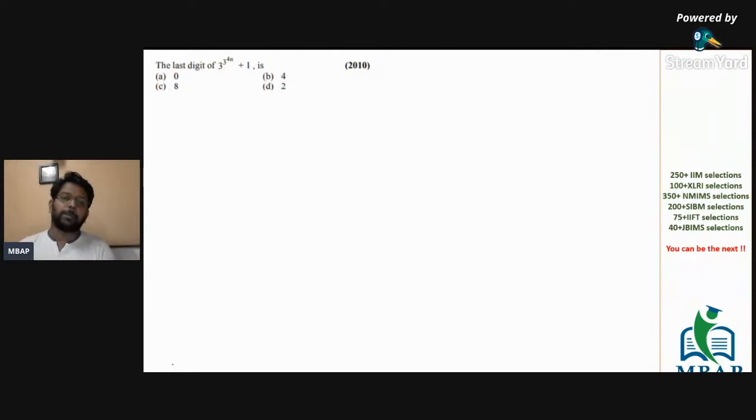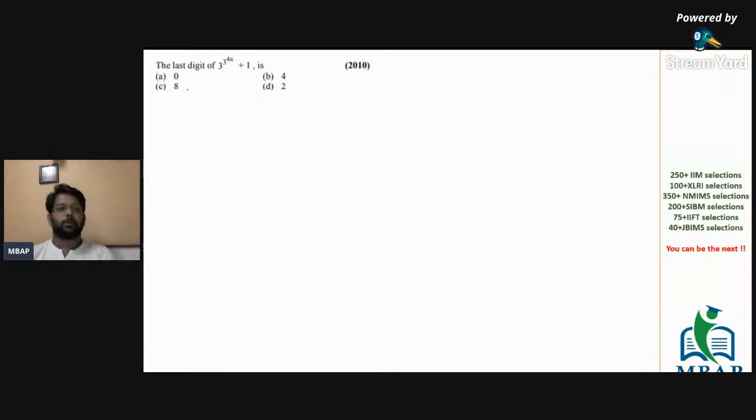Solve the next question for me, please. The last digit of 3 raised to 3 raised to 4n. I repeat: the last digit of 3 raised to 3 raised to 4n would be equal to what?